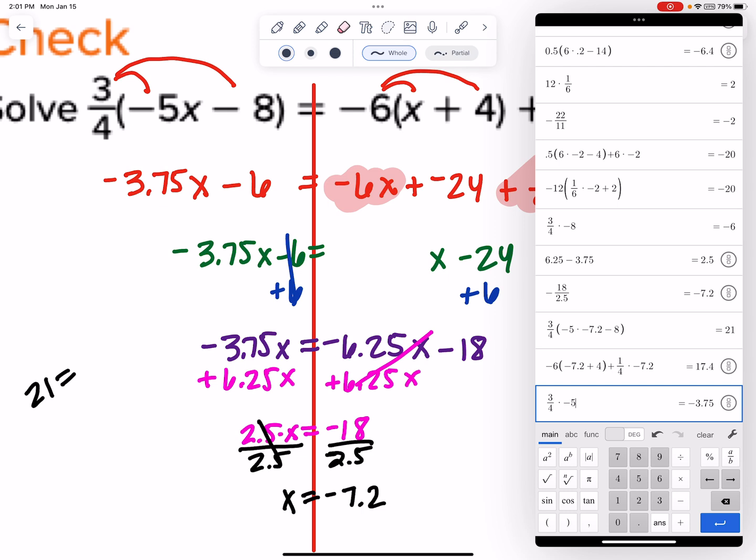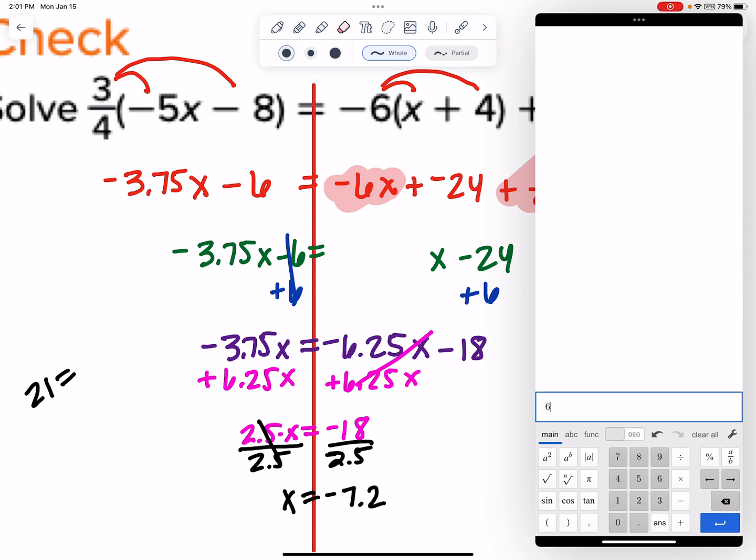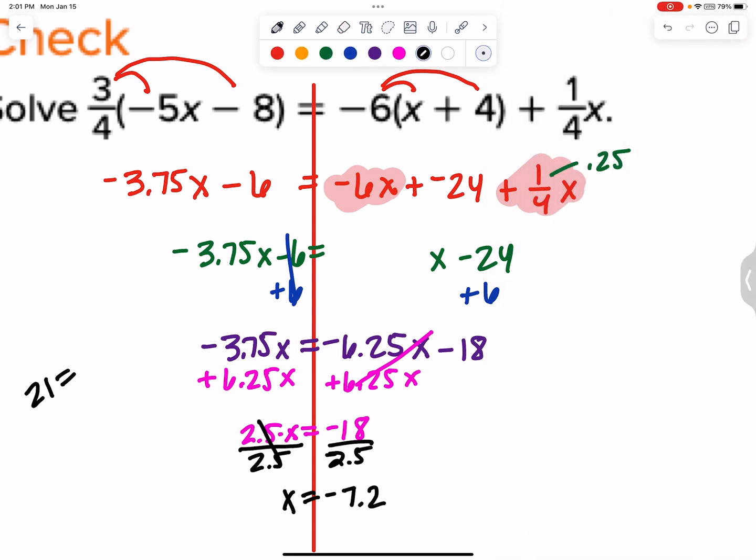Okay, so we have 6 minus 0.25, and that gets me 5.75. So -5.75x. Okay. So different sign, subtract. That's where I messed up. I had to be really careful with that integer work there.